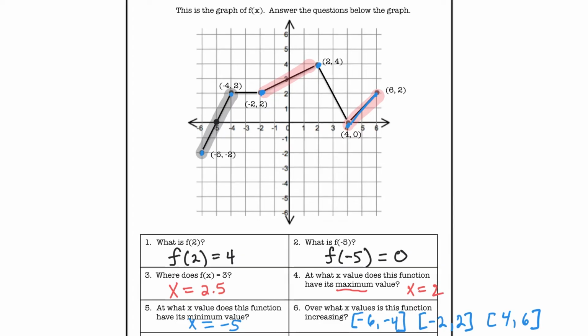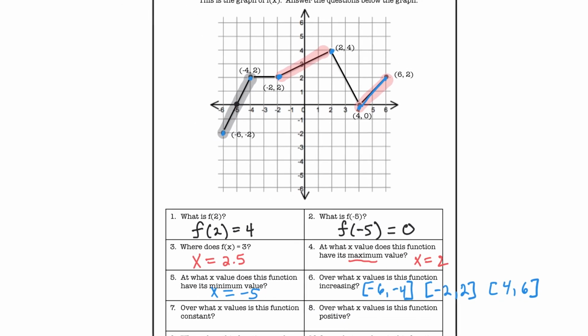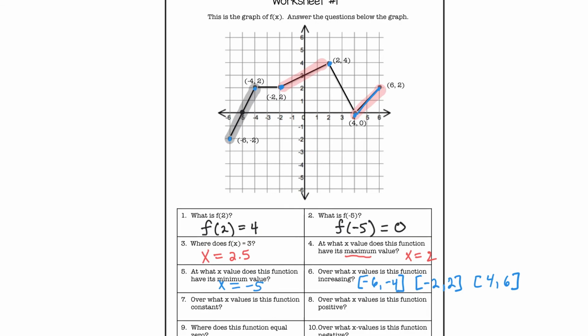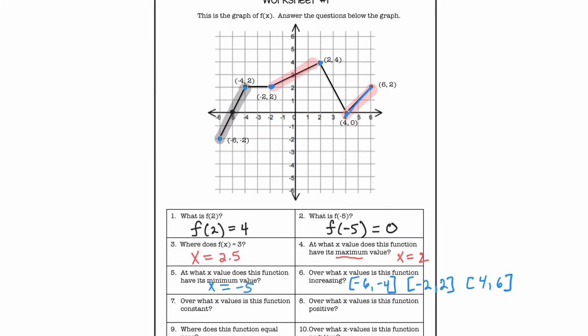I'm going to go ahead and move this up just a little to do 7 and 8. Okay. Do we have a constant? It says over what x values is this function constant? So if we look, and I'm going to use green here, this here is a constant. And that's the only area of the graph that it is constant. So we're looking at several x values. We know it starts at negative 4, and it goes to negative 2.